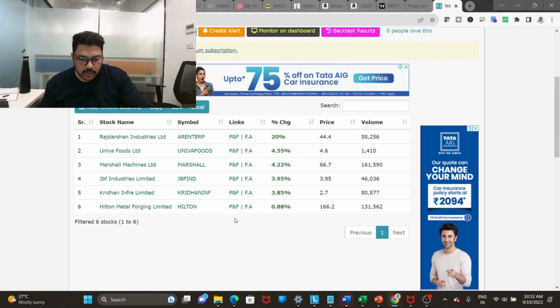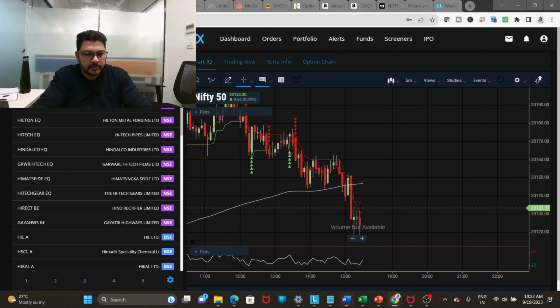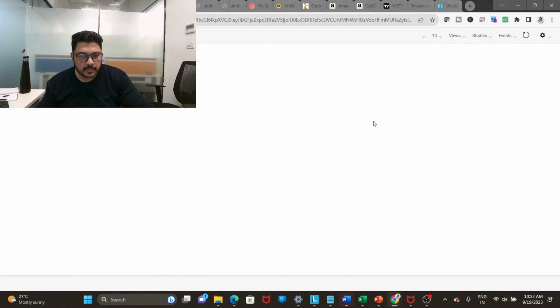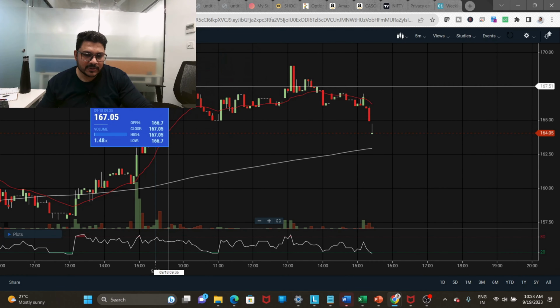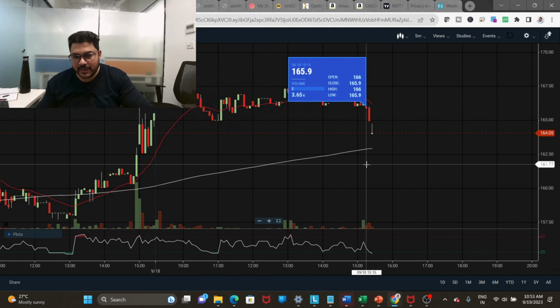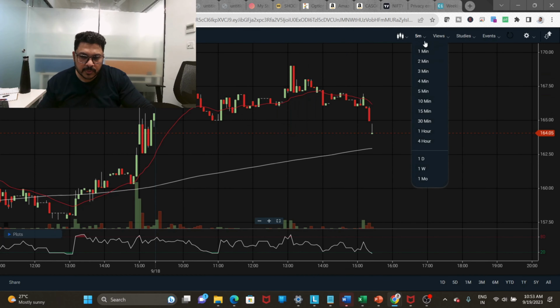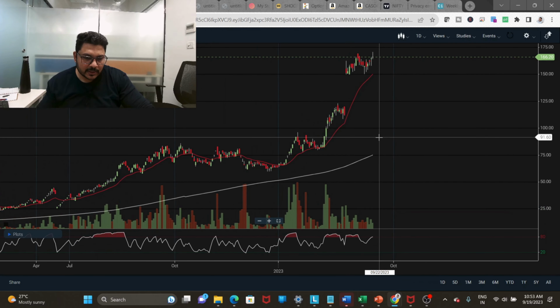Let's pick up this stock, Hilton Metal Forging, and let's see what it is showing us on the charts. Okay, so the first thing which I notice is the candle pattern. If you see the 5 minute candles, why is this appearing like this? Because there is not much liquidity in these stocks. So this is a major problem when you're investing in mid cap, small cap stocks. The liquidity is very less. So you won't be able to see these stocks properly. You have to look at the daily chart. In the daily chart, liquidity is fine.